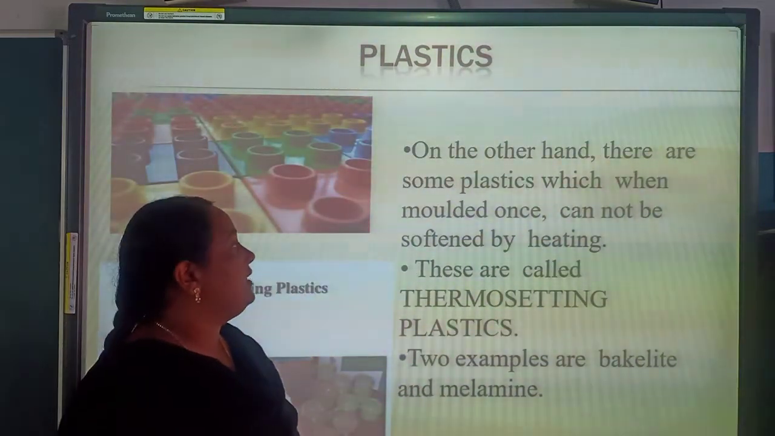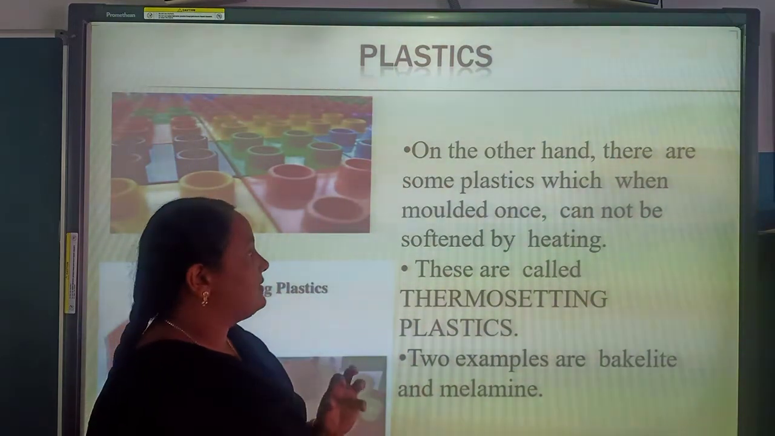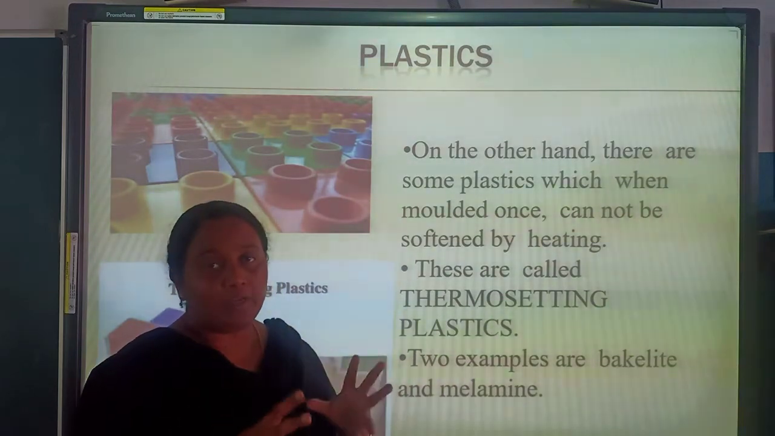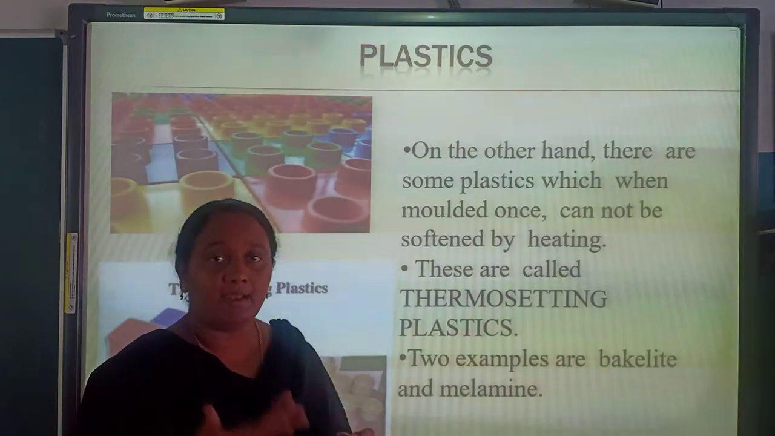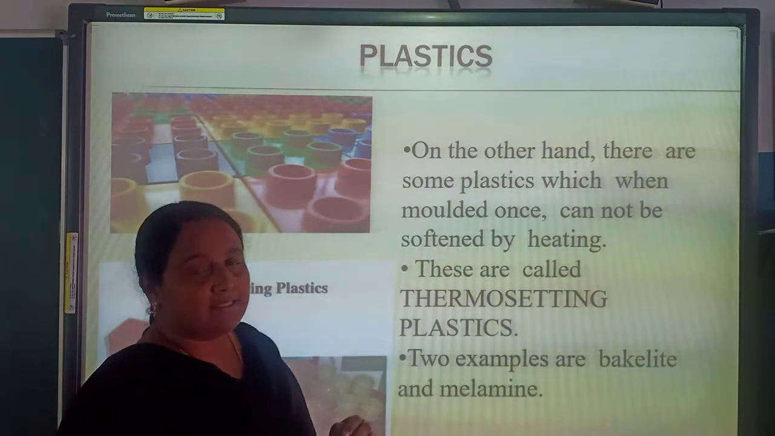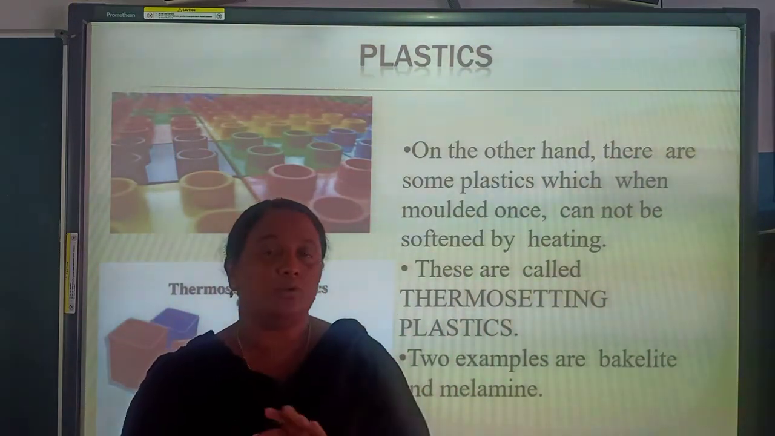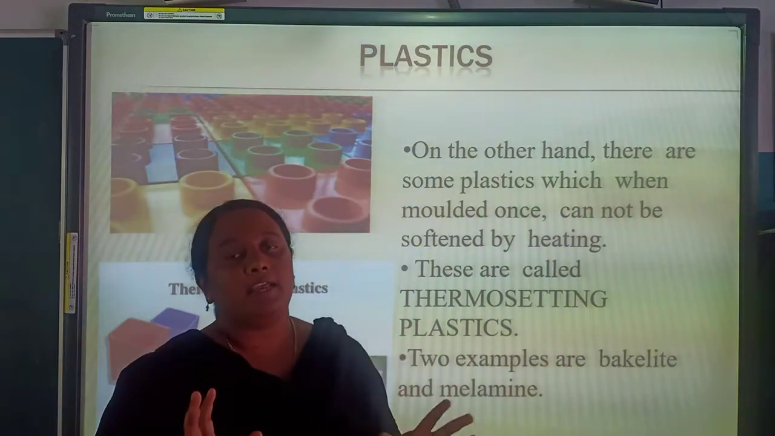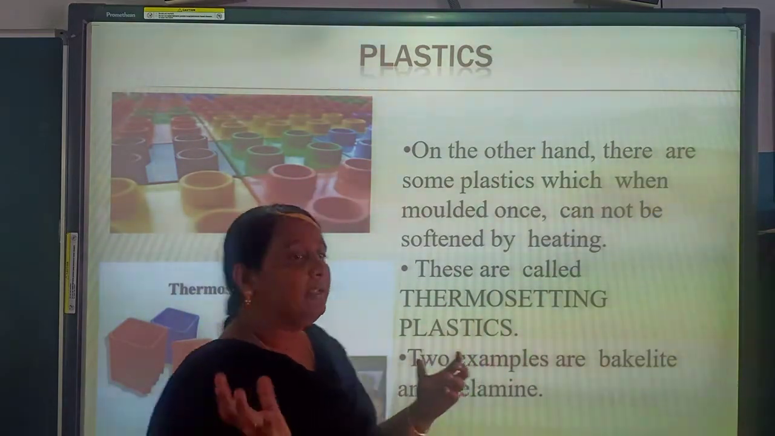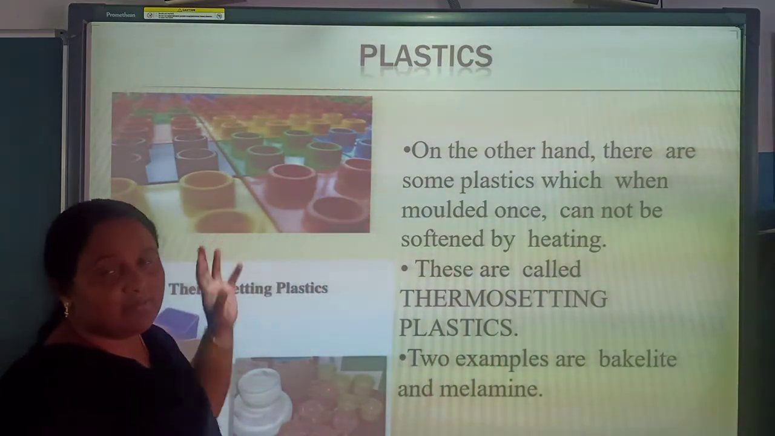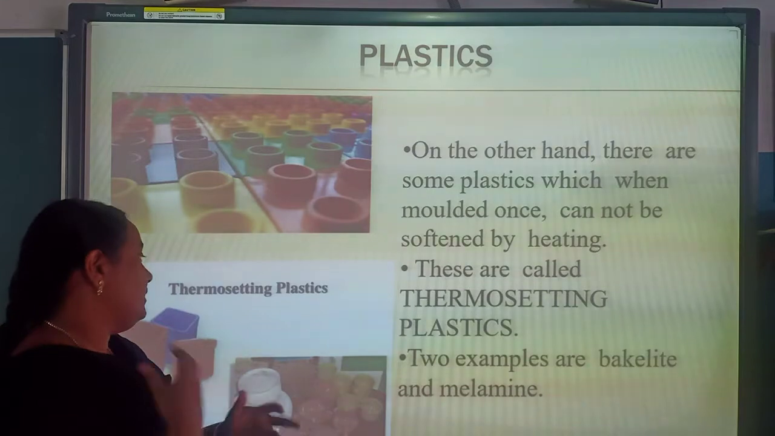On the other hand, there are some plastics which, when molded once, cannot be softened by heating. If it is molded for the first time, then it cannot be made into anything else again. That type of plastic is known as thermosetting plastic. Once it is set, it cannot be reshaped another time. These things are also available in our home. You can see some toys. Some toys, if made with thermosetting plastics, cannot be remade another time.